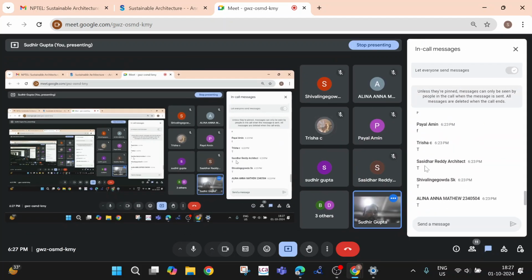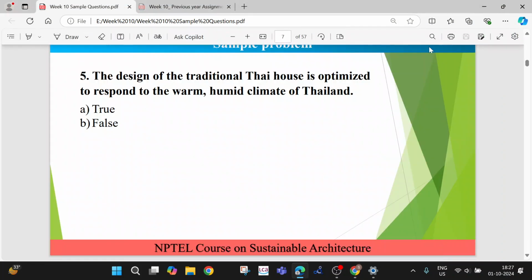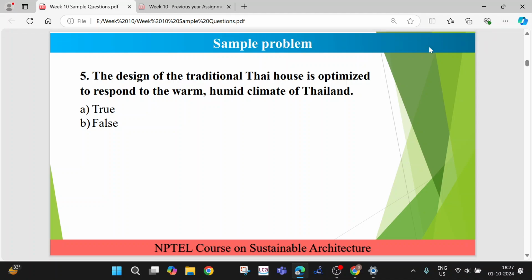Okay, so all of you have given the right answer. True is the right answer for this question. And some of the examples were also discussed, like the steep roof or ventilated walls of the traditional Thai houses. They are designed in order to handle the heavy rain, or to provide ventilation in the warm humid climate conditions that exist there. Fine. So let's move to the sixth question. Here is the sixth question then.